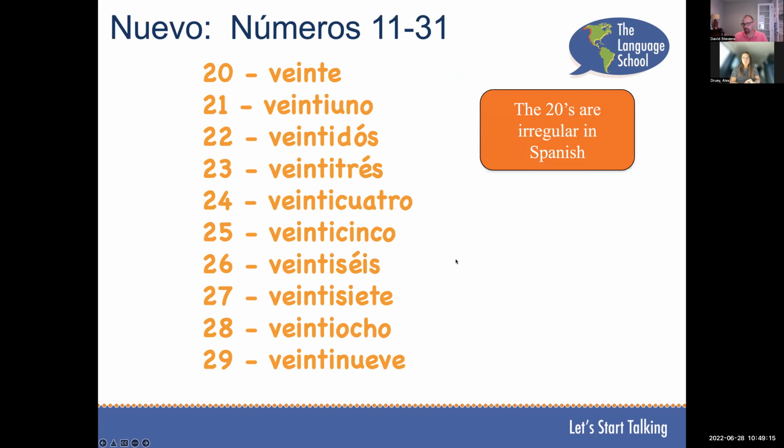After that, the 20s are also slightly irregular. So the number 20 is 20. Then when you add up to 30, you just count again, 1, 2, 3, 1, 2, 3, 4, but you convert it into one word. You also change the A to an E. 21, 22, 23, 24, etc. 25, 26, 27, 28, 29.